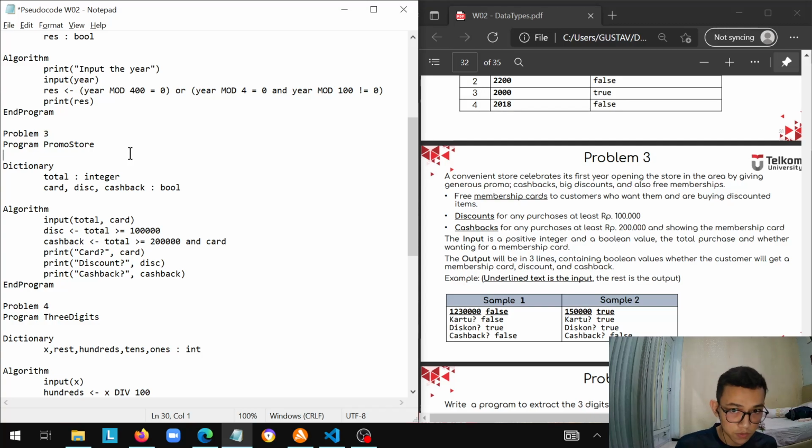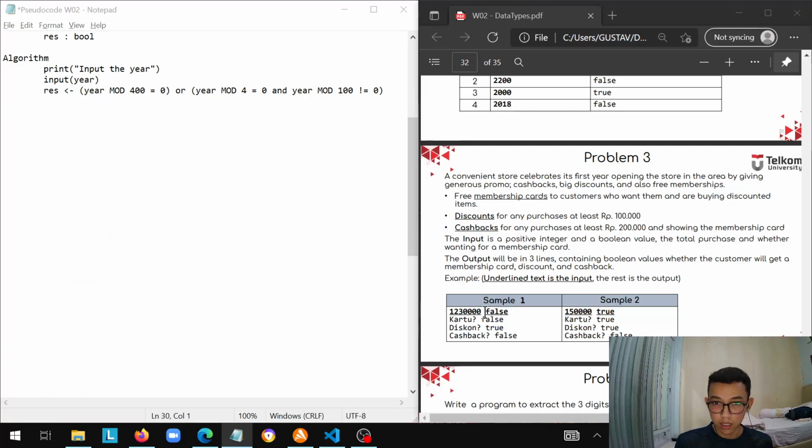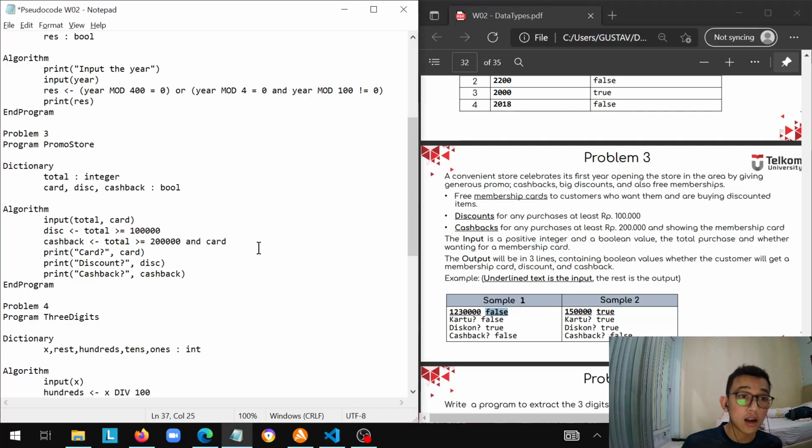From the problem, the input is asking for two values, an integer and a boolean value, just like the sample here. The first one is gonna be the integer, the amount of money paid. Sorry. And the second one is asking whether you have a card or not. And our program name is promo store.